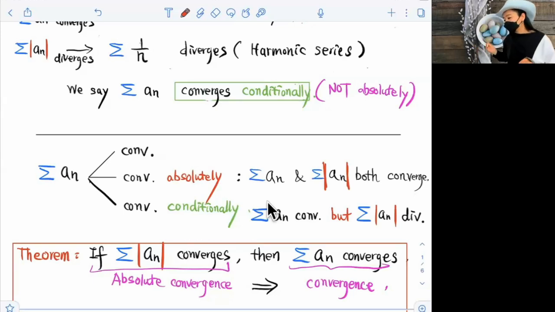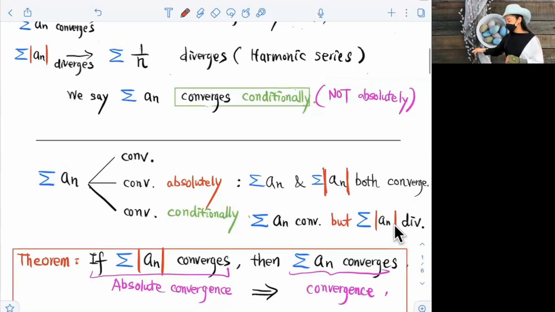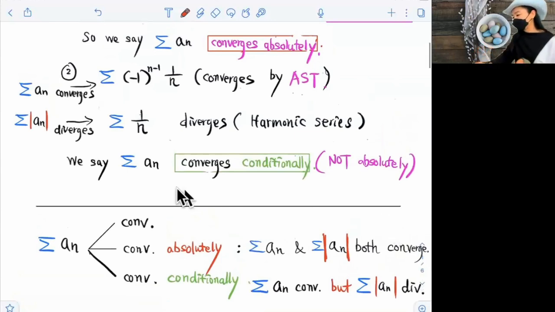Then what about conditionally? Conditionally, the series itself converges, but if you put the absolute value over there, it actually diverges. Like the example we have done over here, the one above. This one converges. However, if you put the absolute value over here, it actually diverges. So, conditionally. Well, what about convergent? Convergent just says the series converges. It doesn't say anything about the one with the absolute value.